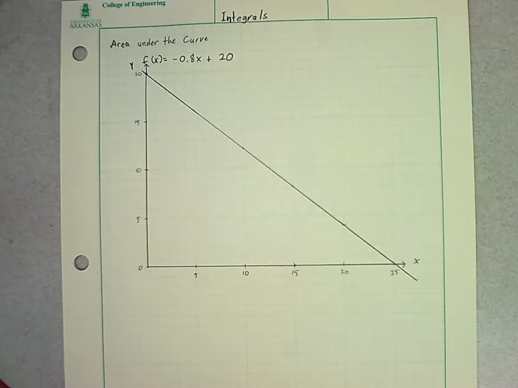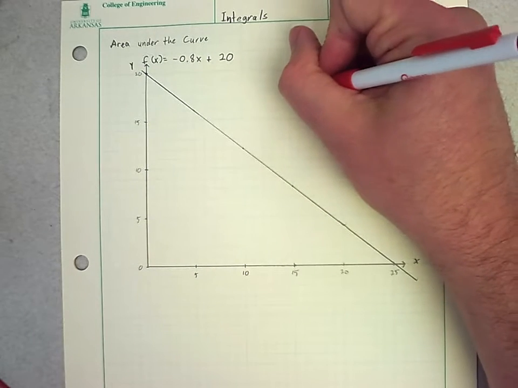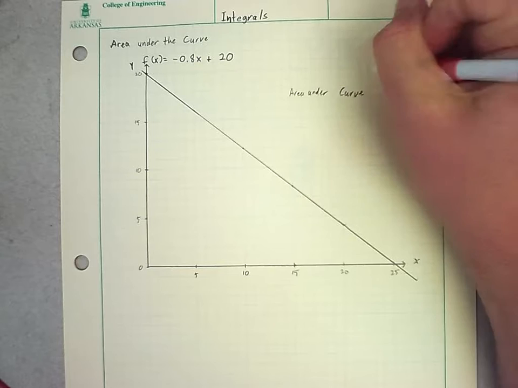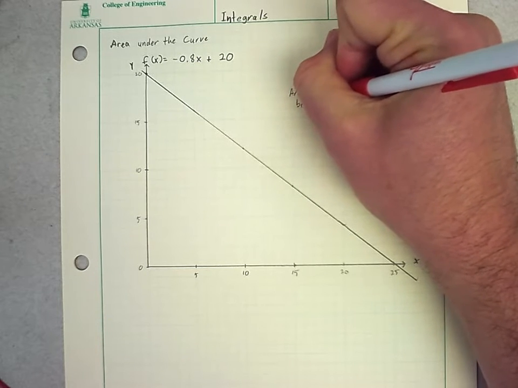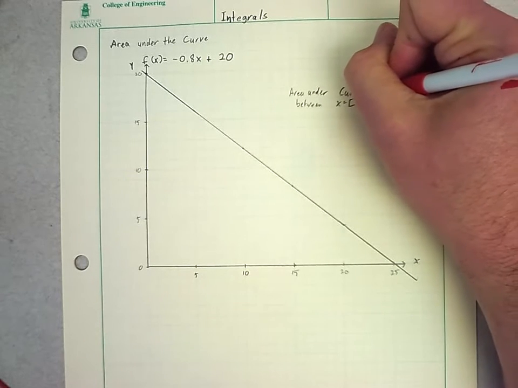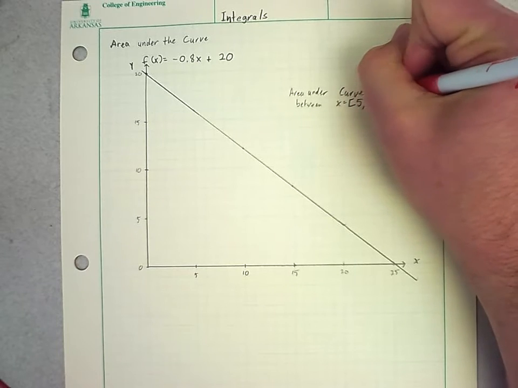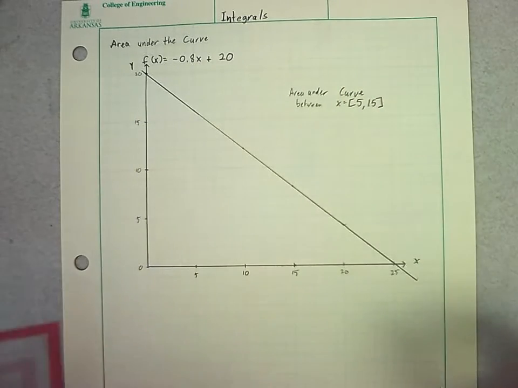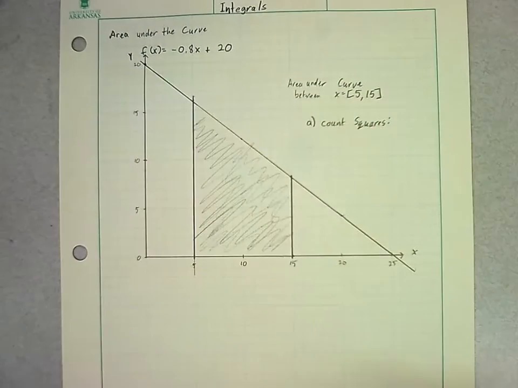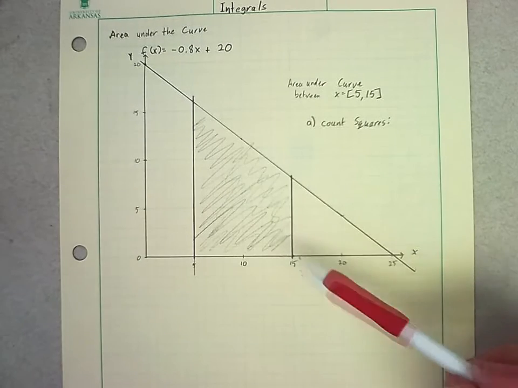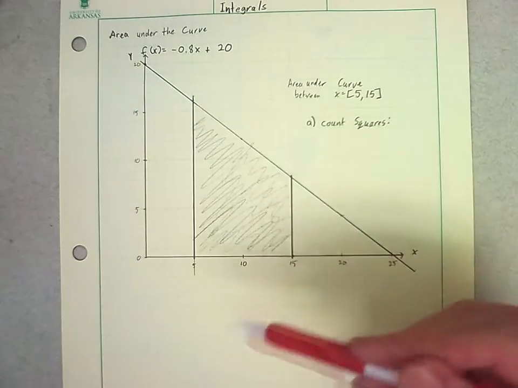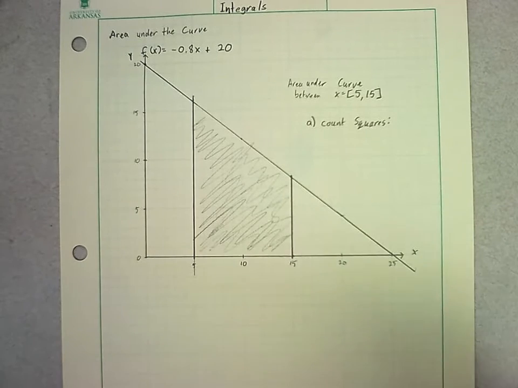And then what I want to know is, what is the area under the curve between x is 5 and x is 15. So what we're talking about is this area right here. This is the area I'm trying to find, of this trapezoid looking shape. And the first way we want to do that is just by counting the squares. Like I said, I've drawn it nicely to scale on engineering paper, so I can just count up how many squares there are.